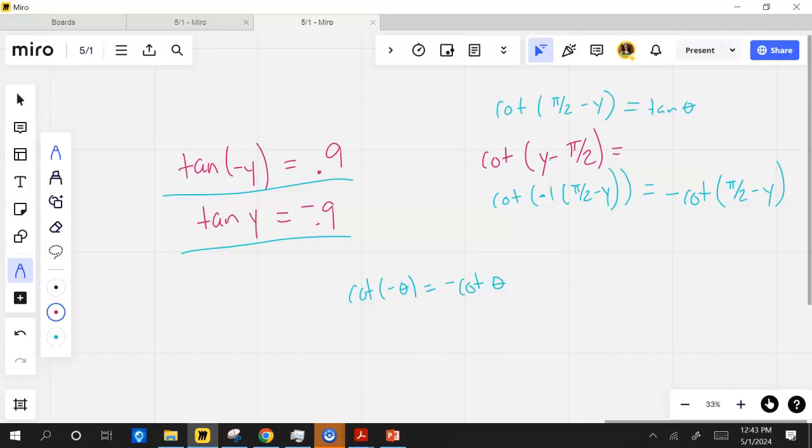This is the identity. Do you agree? Oh, no, not that one. Up here at the top. Sorry. This is the identity. This is an identity. Yes?